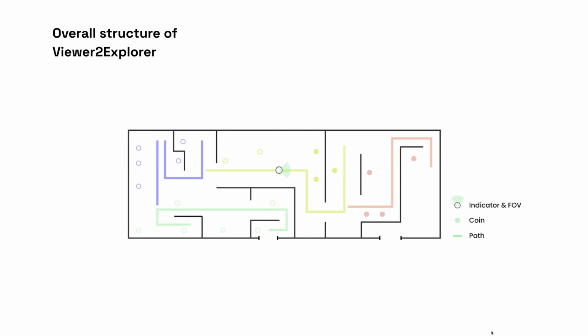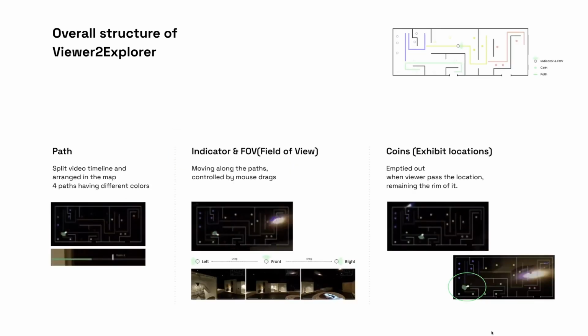As a result, the map-based interface we designed includes graphical elements such as paths, indicators, field of view, and coins. We thought these elements can help viewers to understand overall exhibition layouts and each exhibit's locations. We expect that these visual cues may help viewers recall visited paths and motivate them to explore the entire exhibition.